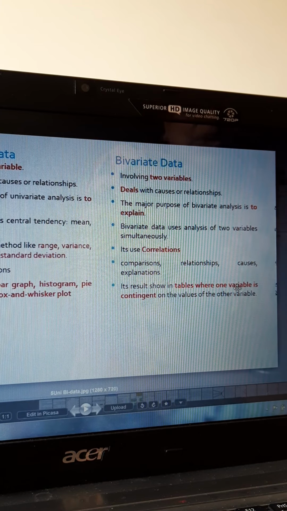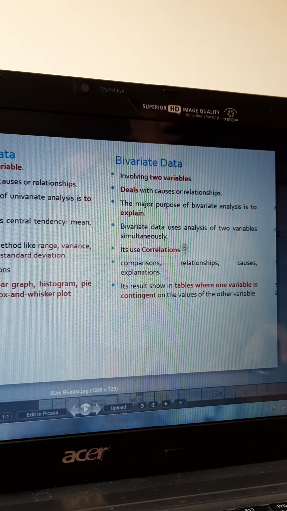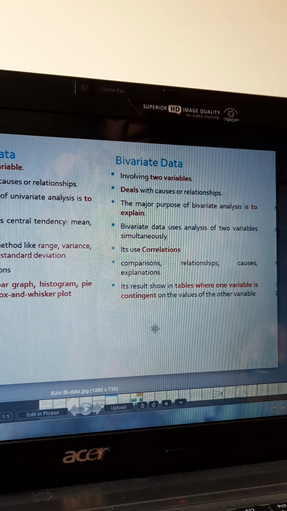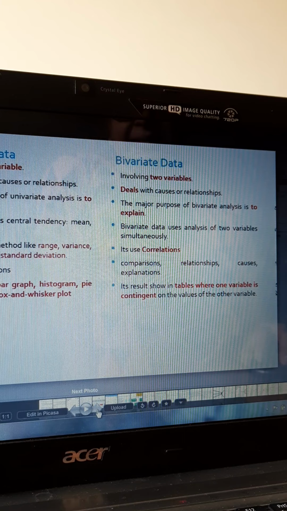When there are two variables you are trying to compare, you are trying to find out various explanations. So you can see how it is correlated, you can compare, you can see the relationship, you can see the cause, you can give explanations, all these things. That's why you use correlation, t-test, ANOVA, all these things can be used for bivariate tests. The results show in a table where one variable is contingent on the values of the other variable. That means dependent and independent variables.